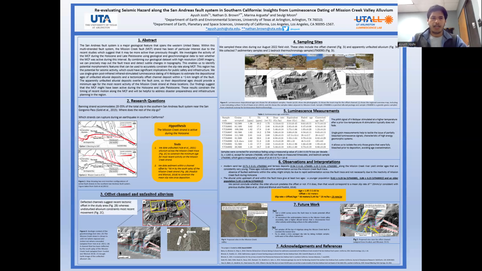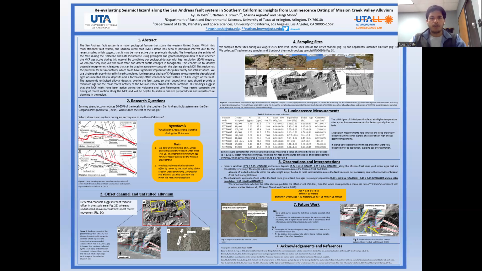Now, the long-standing debate in this region has been between the Mission Creek strand and the Banning strand, which are north and south of each other. And the question is, which of these strands is active? Is it the Mission Creek strand or is it the Banning strand? Or to rephrase the question, which of the strands is more active? Is it the Mission Creek strand or the Banning strand?